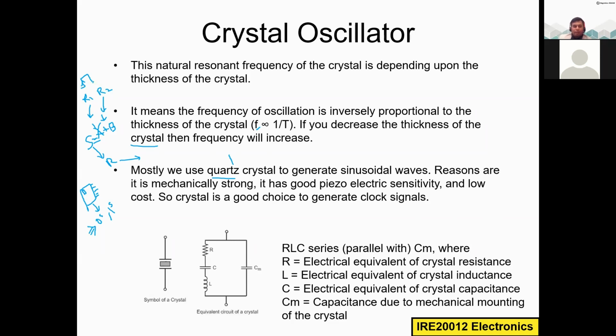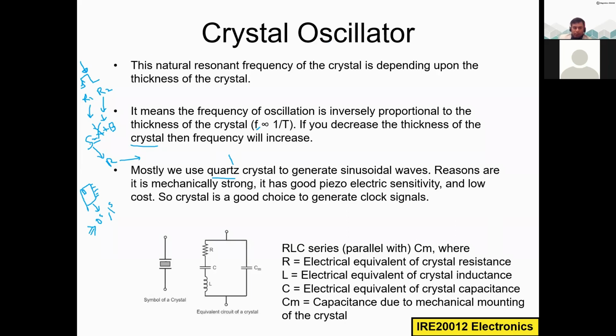These kinds of clock signals are very, very important in any microcontroller or microprocessor. This is called a master clock or system clock. When you study microcontrollers, you will learn about this. So why am I talking about this here? These clock signals are generated by using crystal oscillators.